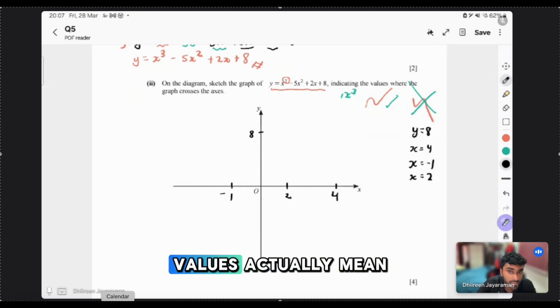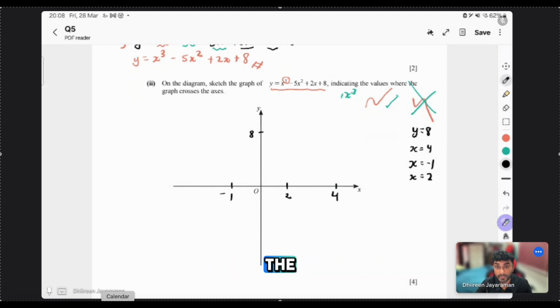So what do these values actually mean? It actually means one simple thing: where the curve cuts the x-axis are at these x values. Okay? Done.